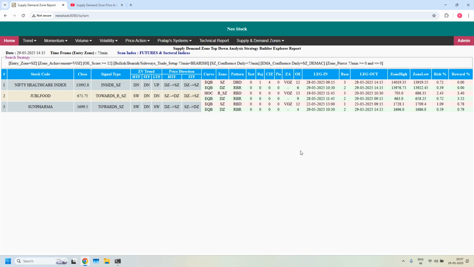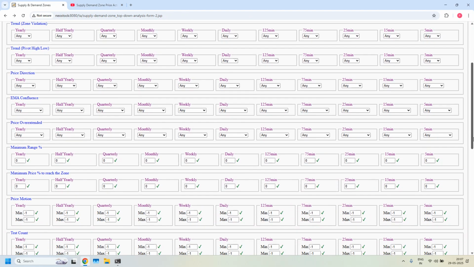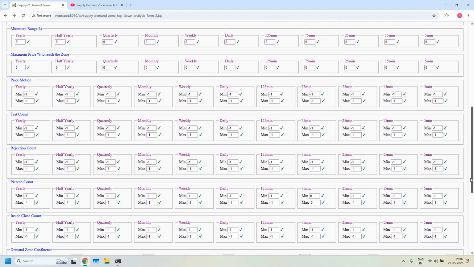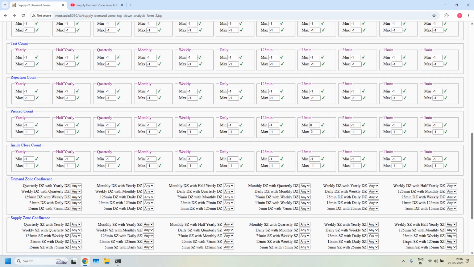Okay, next we will look into LTF, ITF and even HTF supply zone confluence supported stocks. So I'm going back, removing the ITF specific EMA filter. Now we should focus on HTF. So in the supply zone confluence, we have to set 3 filters. The first filter is already enabled, that is 75 with daily. Next, 75 with weekly supply zone confluence. Then daily and weekly supply zone confluence.